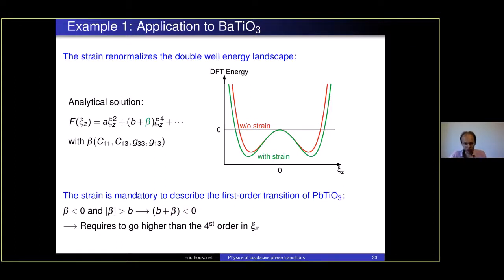And what you find here is that this beta coefficient is negative. What you obtain is that without strain, you have the red curve here, the double well. Once you introduce the strain, you find the green curve, and you see that the minimum is a bit lower in energy and with a slightly larger amplitude.